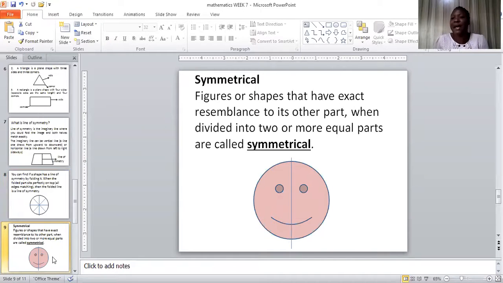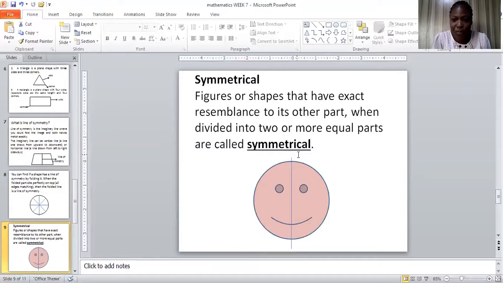Figures or shapes that have exact resemblance to its other parts when divided into 2 or more equal parts are called symmetrical. Symmetrical objects are objects or shapes that have exact resemblance to its other parts when divided into 2 or more equal parts. Can you see this face?